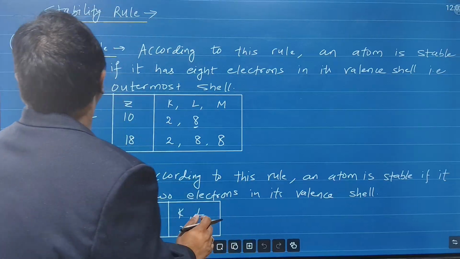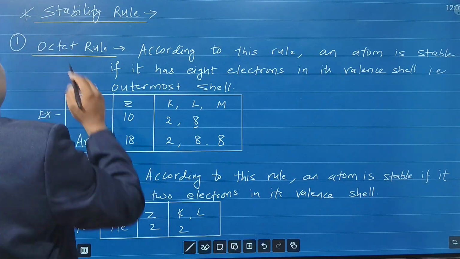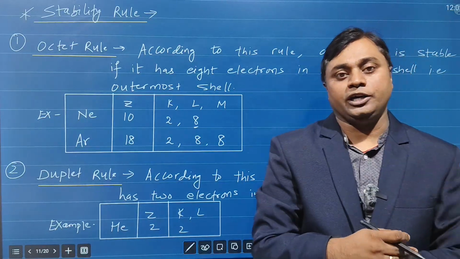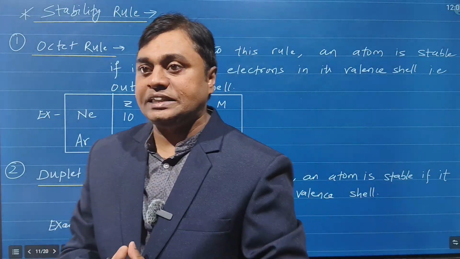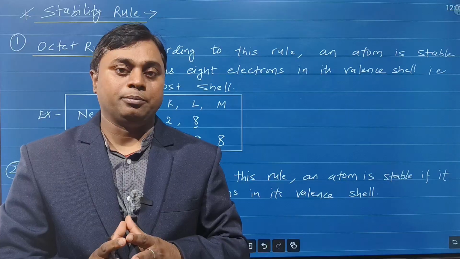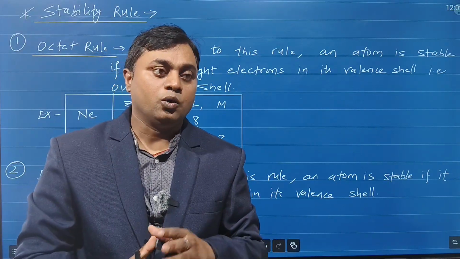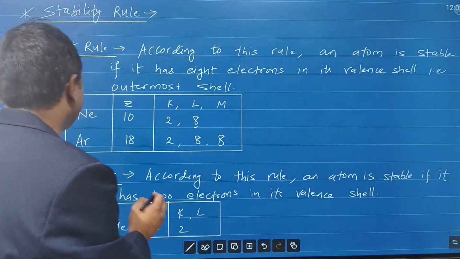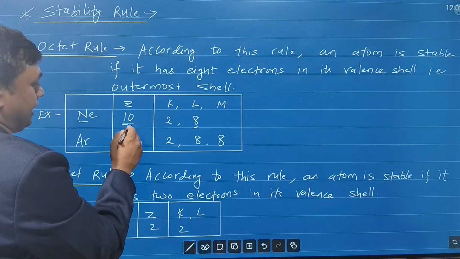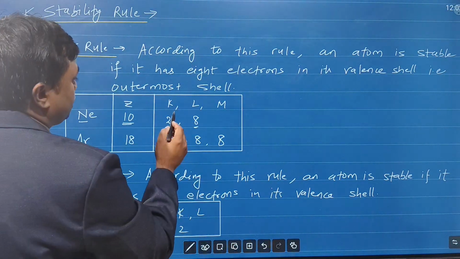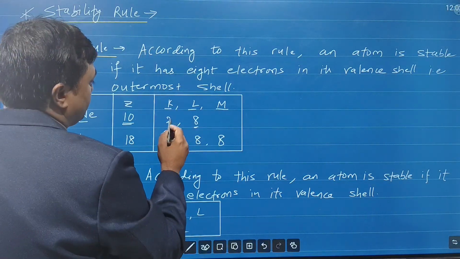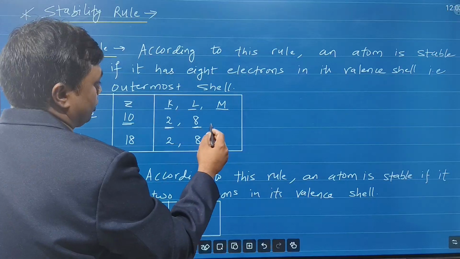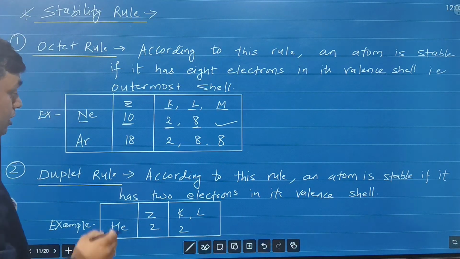Am I clear? Now you should also know the stability rules. There are two rules: one is the duplet rule, the other is the octet rule. The octet rule states that if the valence electrons of the atom are 8, then it is stable. Valence electrons means last shell electrons. For example, neon has atomic number 10. According to the electronic configuration rule, the first shell will have 2 electrons, the next shell 10 minus 2, that is 8 electrons. Neon is stable.